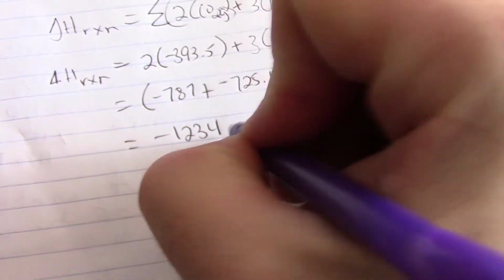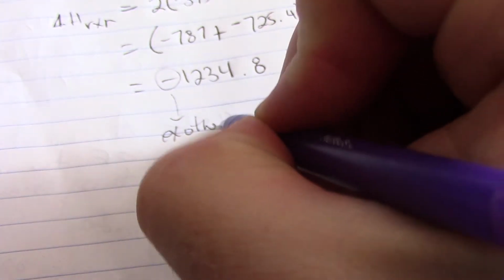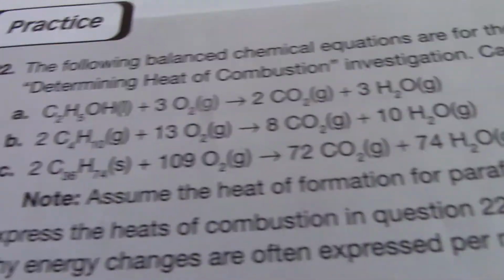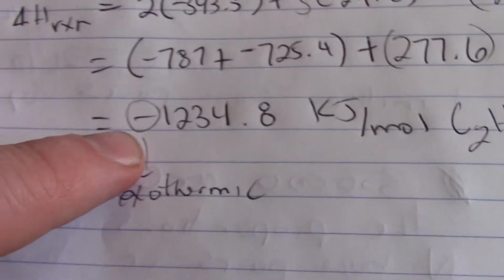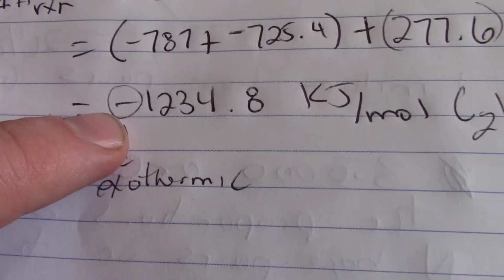So when I do that math, I get negative 1,234.8 kilojoules per mole. A negative sign means it's an exothermic reaction. So when ethanol was converted into carbon dioxide and water, that much energy was released to the environment.